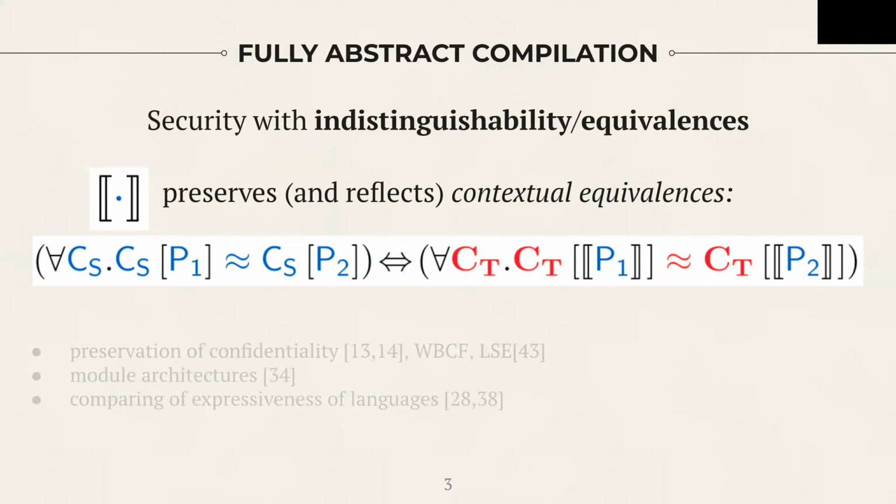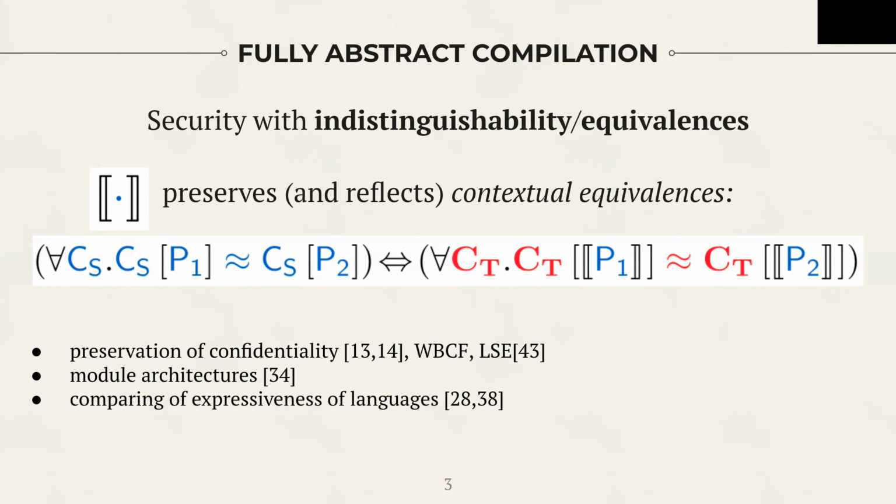Fully abstract compilation has been successfully used to show the preservation of confidentiality, which can be quite easily modeled in terms of equivalences, but also to show the preservation of other interesting security properties, such as well-bracketed control flow or local state encapsulation. Fully abstract compilers have been defined for several scenarios, for example, to compile to modular architectures, but also to compare the expressiveness of two different languages.